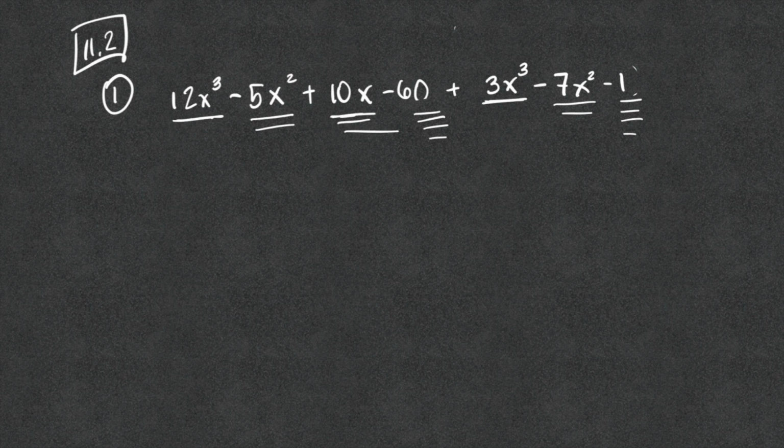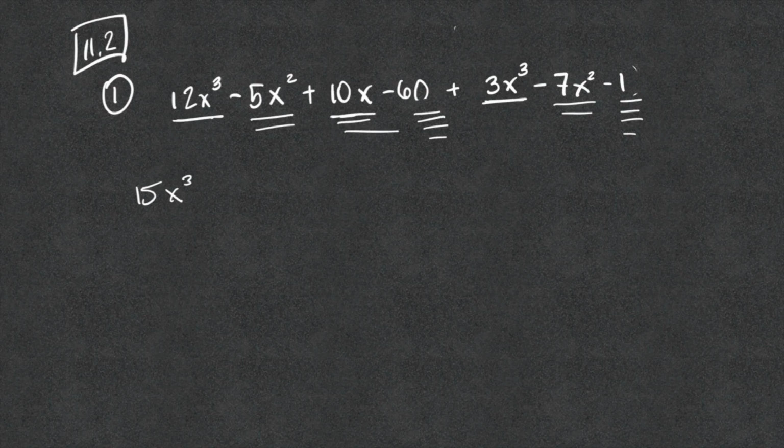Okay, now these have to be written when simplified and like terms are combined from the greatest exponential value to the least. So we will look at the 12x to the third and the 3x to the third and add those together. So we have 15x to the third.